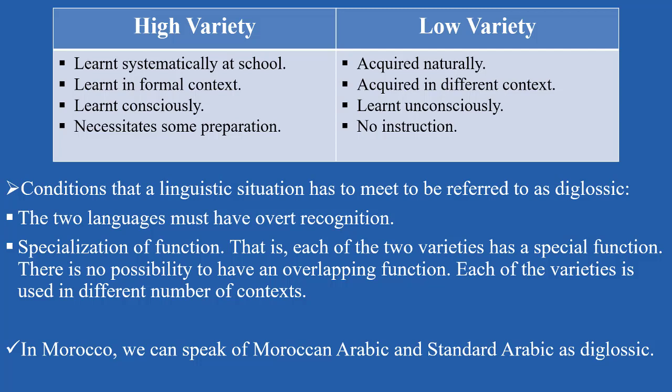If the two varieties have different, distinct functions, each of these varieties has its own use. So it is used in different contexts. Then we speak of diglossic varieties. So in Morocco, Standard Arabic and Moroccan Arabic are diglossic. That is, they have different functions and they are related in vocabulary, etc. Because of course, Moroccan Arabic is a dialect of Standard Arabic, so these two languages are related.